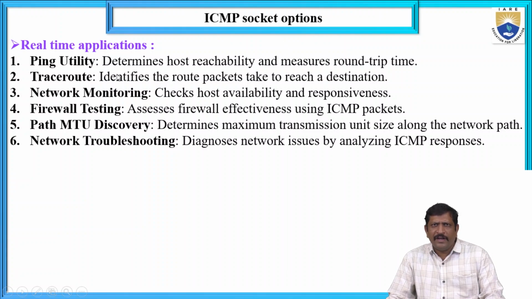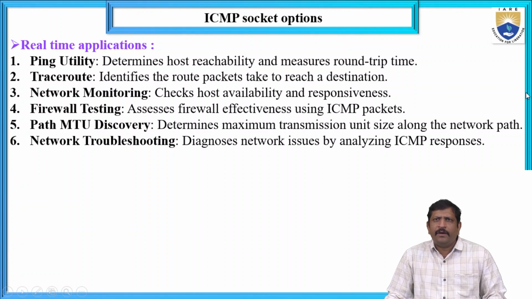Here is the ping utility. The ping utility determines whether a host is reachable and measures the round trip time. Traceroute identifies the routers a packet takes to reach the destination. Network monitoring means checking a host's availability and responsiveness. Firewall testing means assessing firewall effectiveness using ICMP packets.